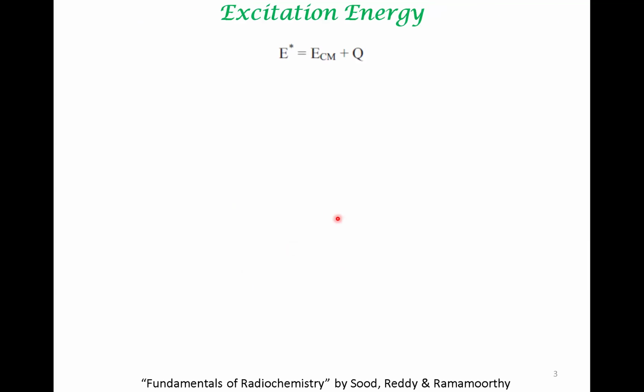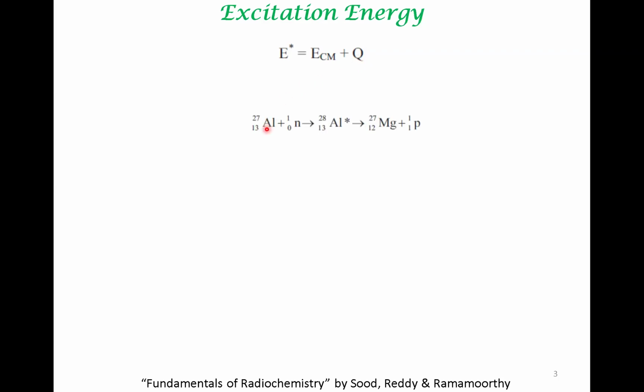We have already used this terminology called excitation energy, so we'll elaborate that a little bit. This is the energy of the center of mass. We mentioned that the equations become simpler in the center of mass frame. So this is the kinetic energy in the center of mass frame. This is the energy that is released in the nuclear reaction.